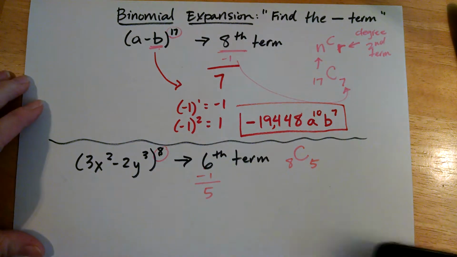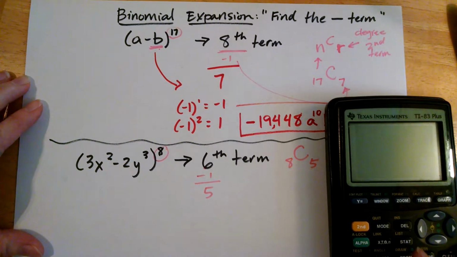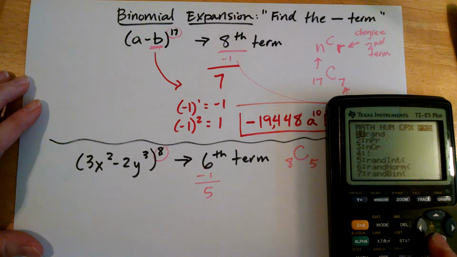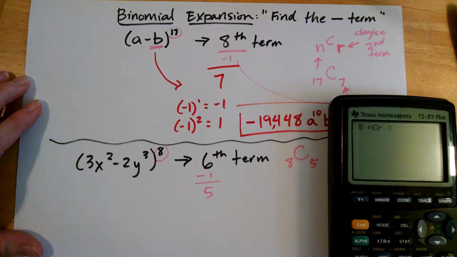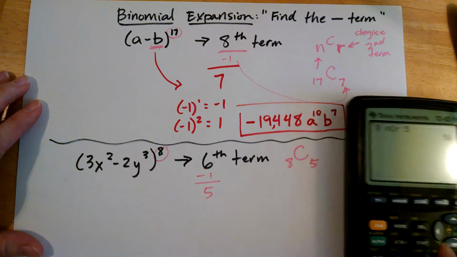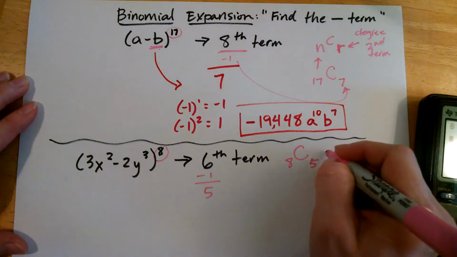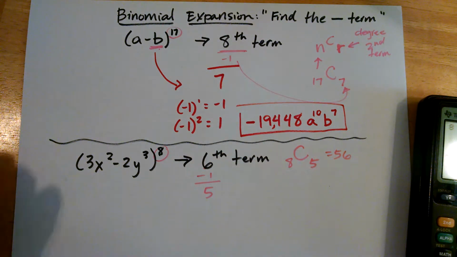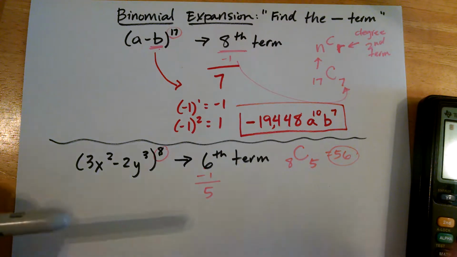Okay, so we're going to put that in the calculator. 8, math, probability, 5. Okay, 56, not bad. So that's going to be our coefficient for this setup here. That's our Pascal coefficient. We have to consult him first before we do anything else.